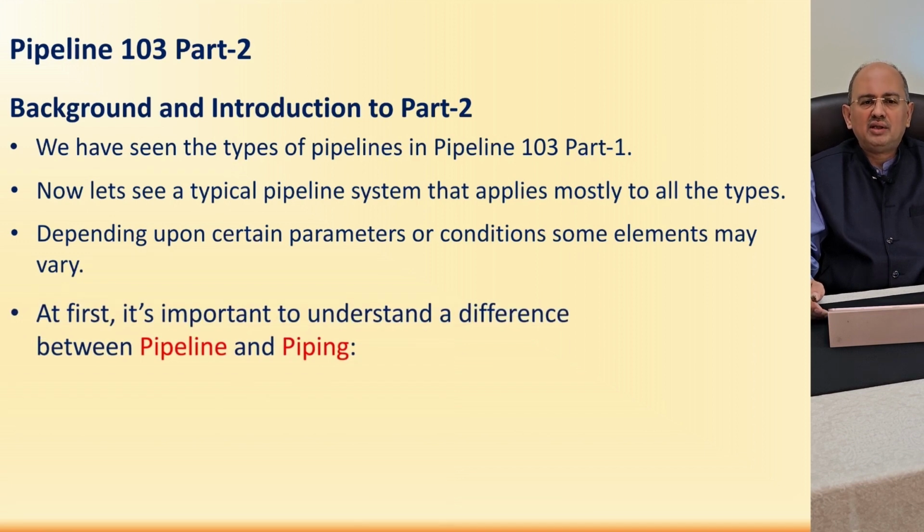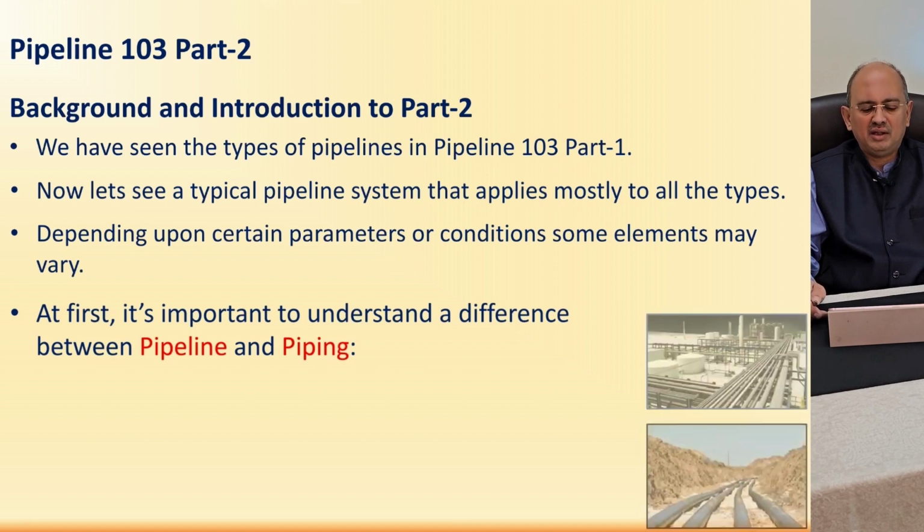We also should know basically about the difference between piping and pipeline, because many people are confused about piping and pipeline. They think that it is the same, and if you see the code titles, many times the code also talks about piping systems, even though it is for the pipeline, like ASME B31.8 and B31.4. So it is important to quickly see what is the basic difference between piping and pipeline.